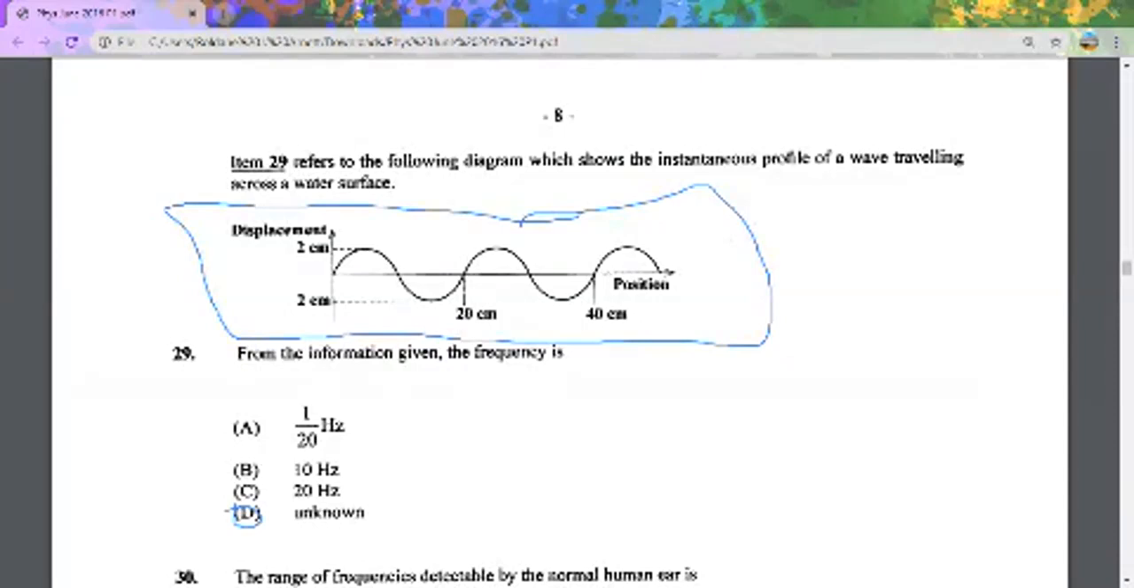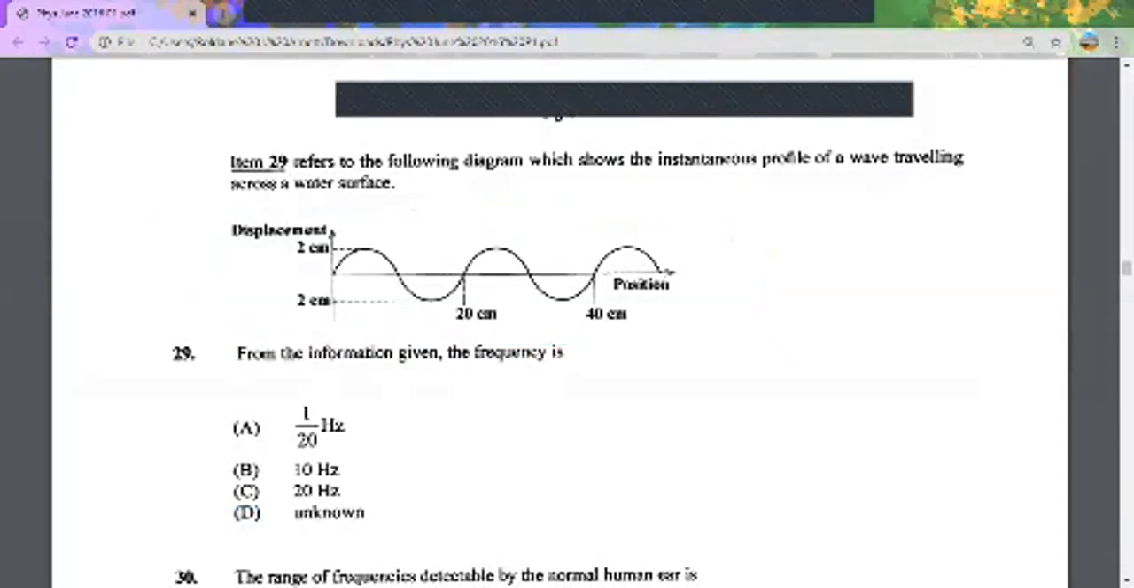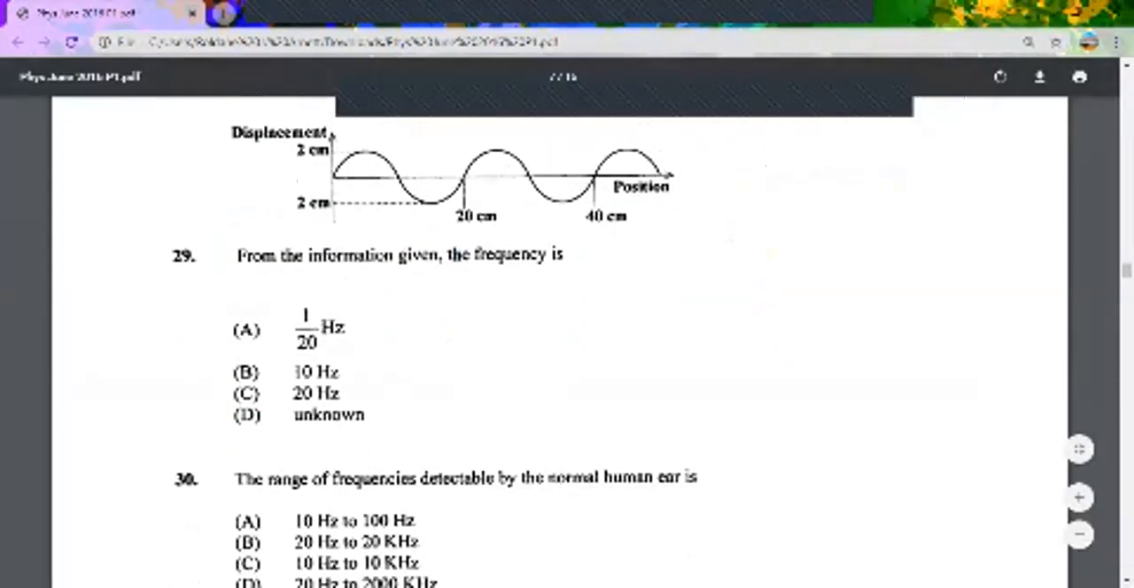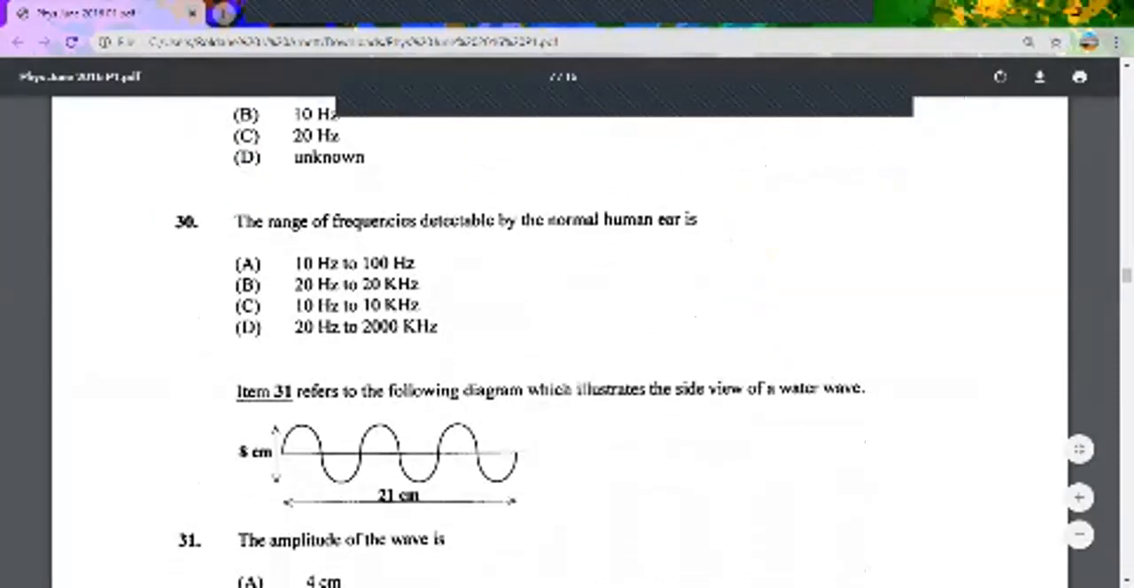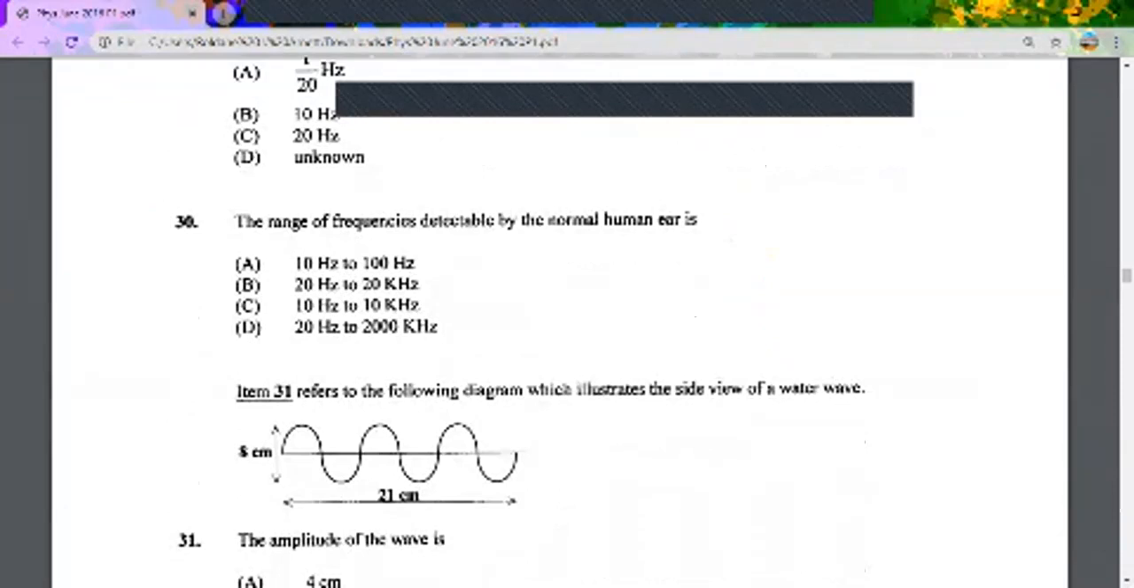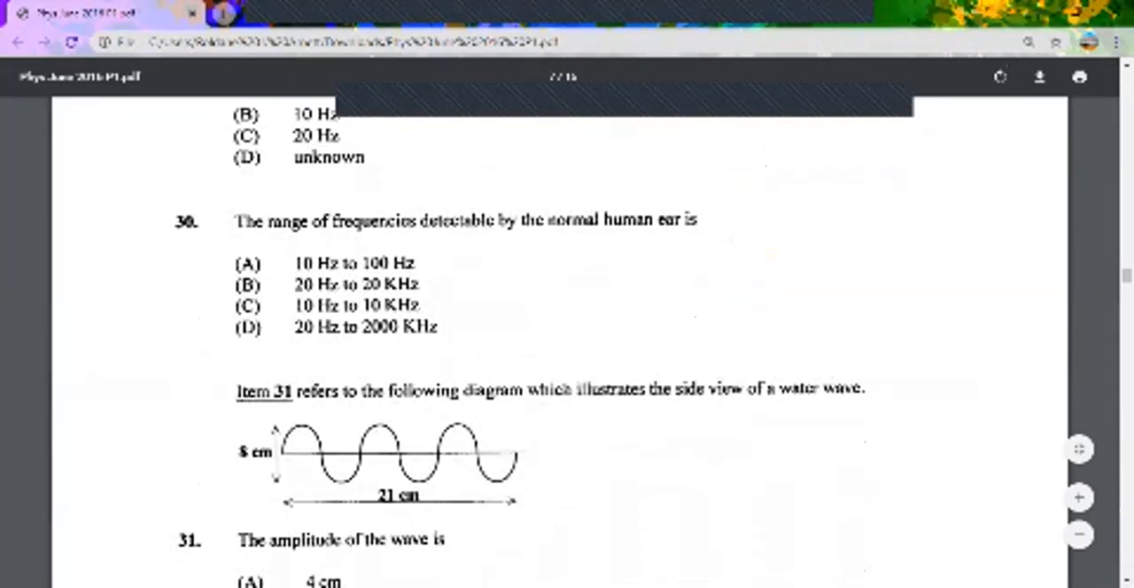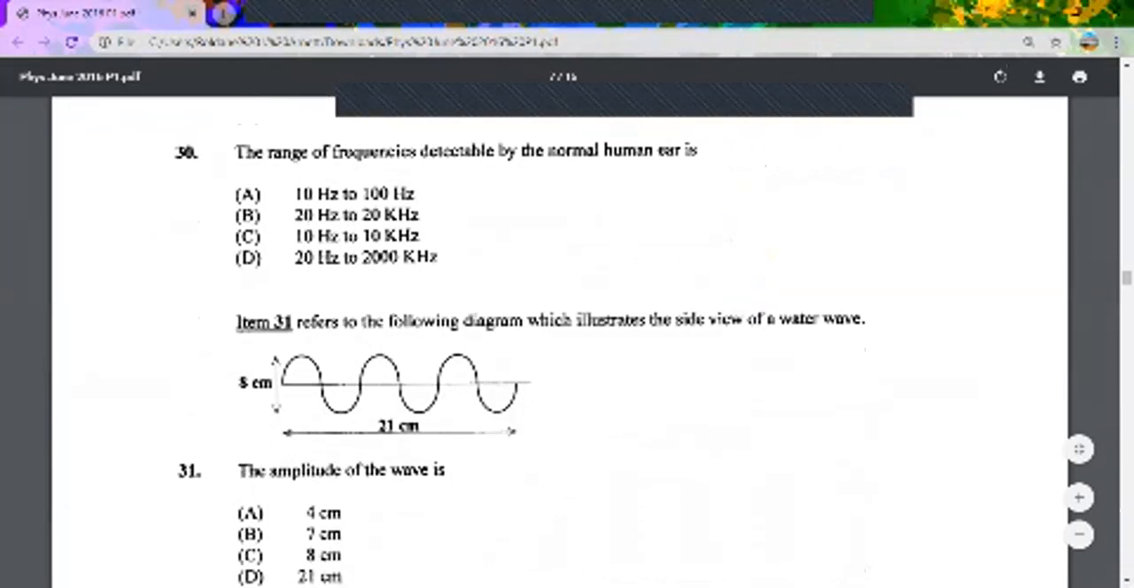Good. Brilliant. Let's go. The range of frequencies detectable by the normal human ear is, and I'll just give you this one, it's B, 20 hertz to 20,000 hertz.